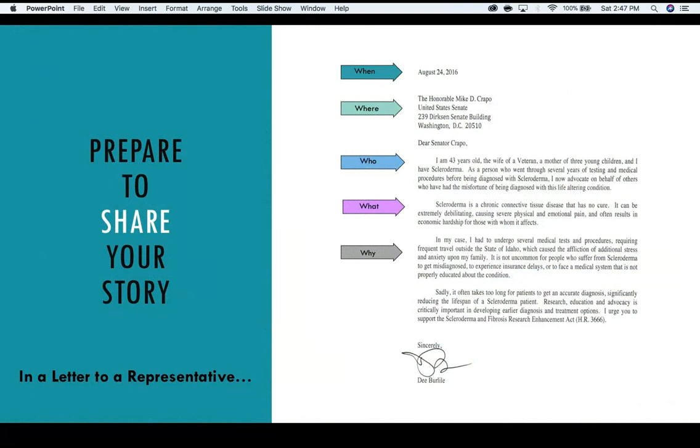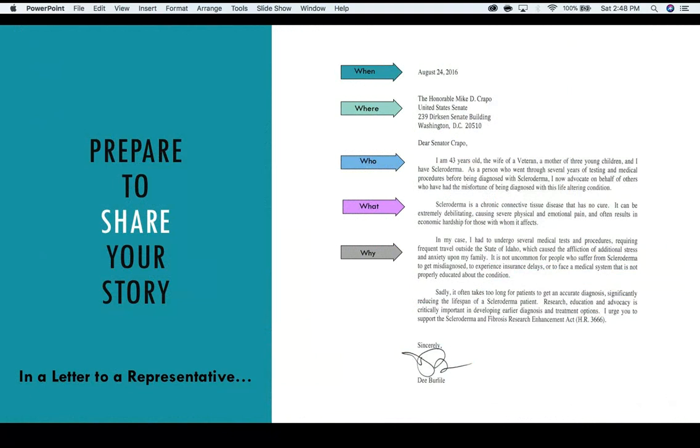So an idea in preparing to share your story is to prepare your story in a letter or an email to a representative. Elected officials save all of their correspondence, so put your story in writing whenever possible. It will be a good resource for them to refer back to if they have a question or want to follow up from a meeting you had. The attached letter is a good format for writing to elected officials. There are also templates on the Scleroderma Foundation website.